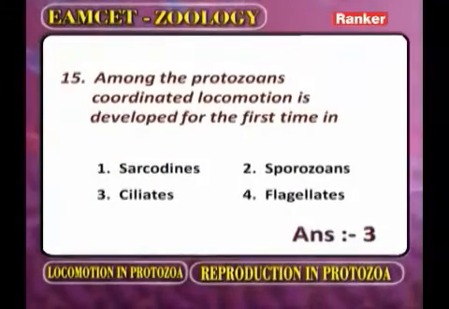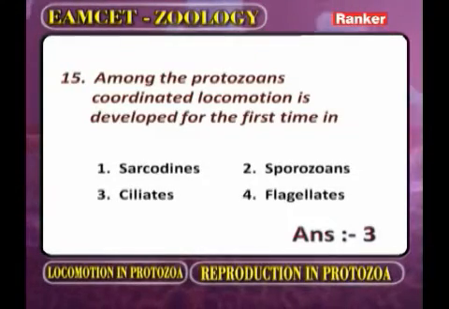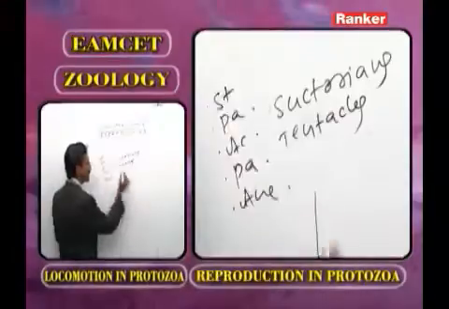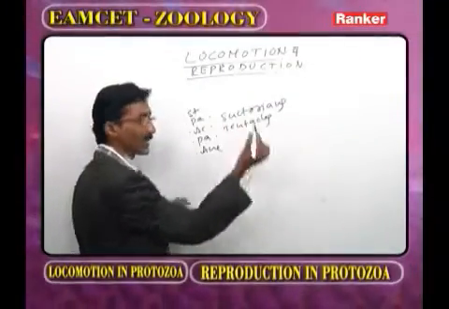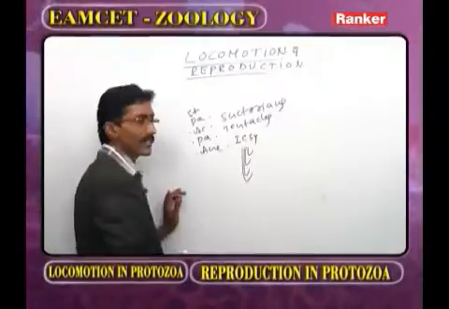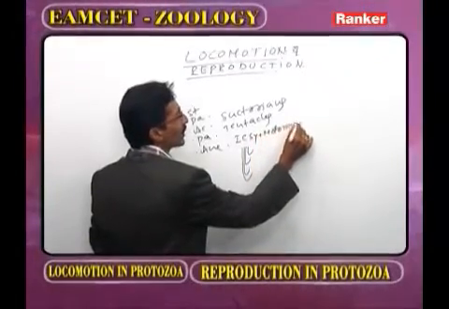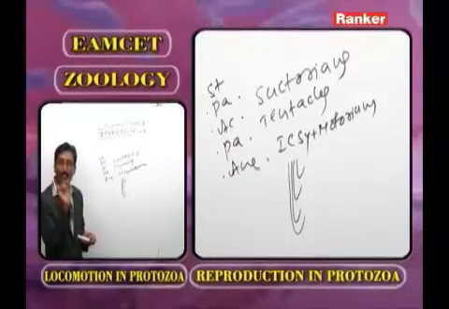Among the protozoans, coordinated locomotion developed for the first time. Now, as we observe the ciliates, what is present? The infraciliary system. What is meant by infraciliary system? This is one kinety, and this is another kinety, another kinety. All kinetes are united to form the infraciliary system. The infraciliary system plus motorium we call a neuromotor system. Now, this is the information for this question.